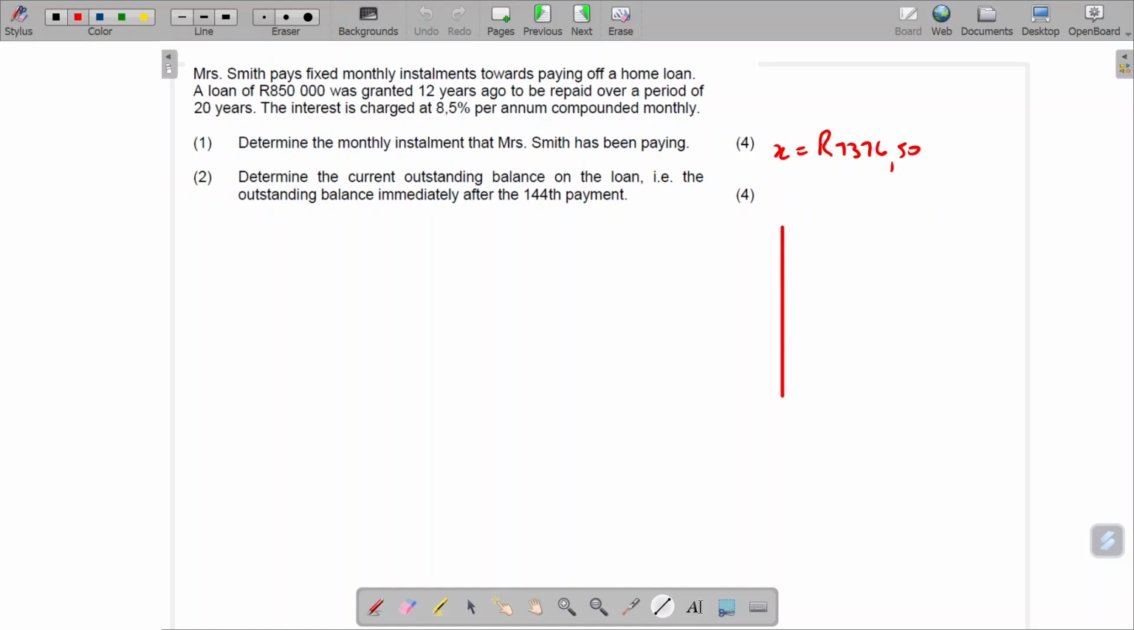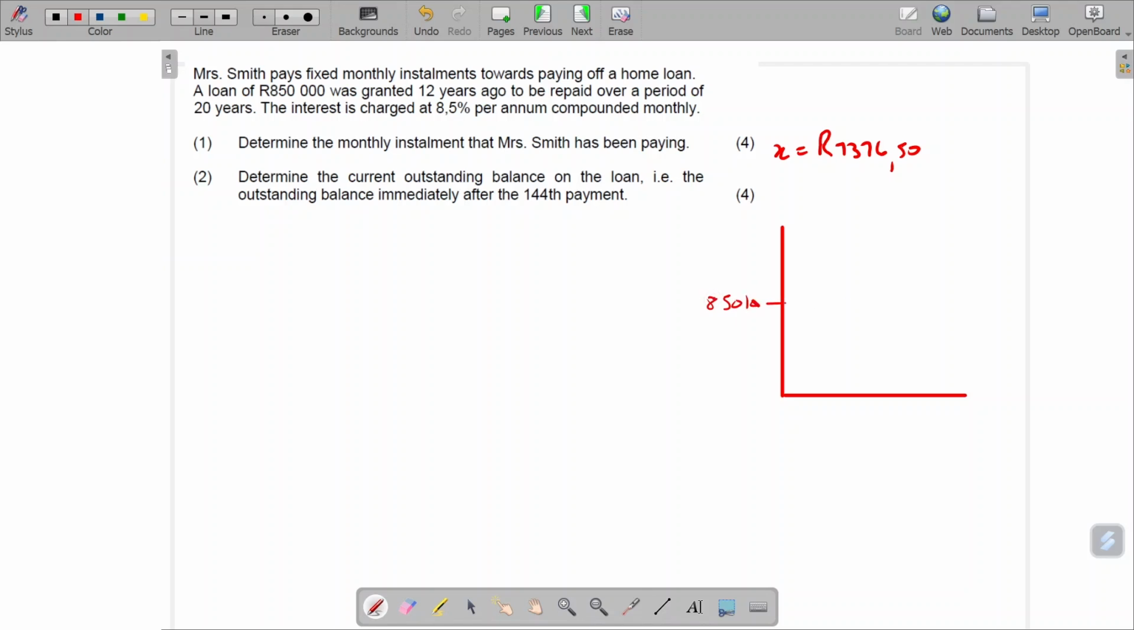Okay, let's have a look at the next one. Again, these get a little bit repetitive. This one is roughly the same as the previous one. We are looking at a sum that we looked at previously, where the answer was 7,376 Rand 50. He's paying for a home loan. Just to make sense of it, the home loan was 850,000 Rand.